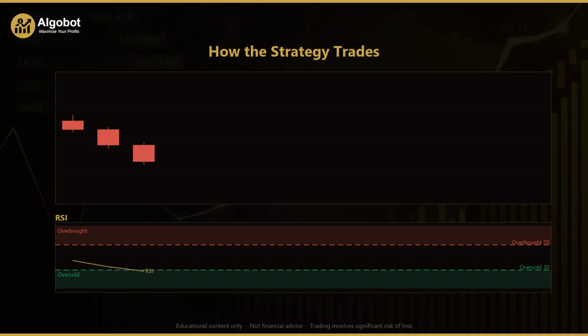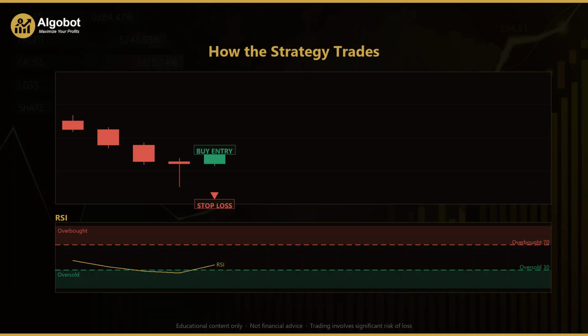We begin on the left with price drifting lower. The first few candles each close near their lows, and as they do, the RSI line in the panel below slides steadily downward. By the third candle, RSI has dropped below the 30 line into the oversold zone. This is the exhaustion check starting to line up. On its own, though, this means nothing to the strategy.